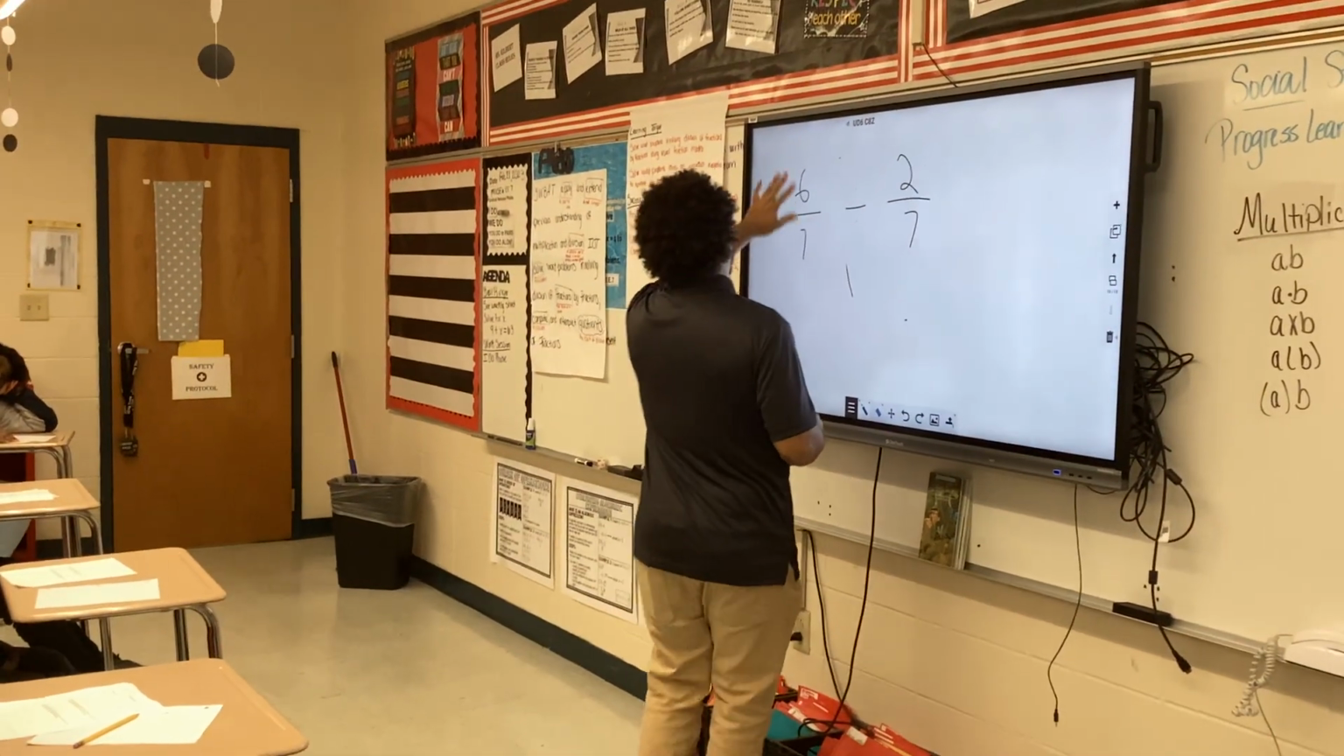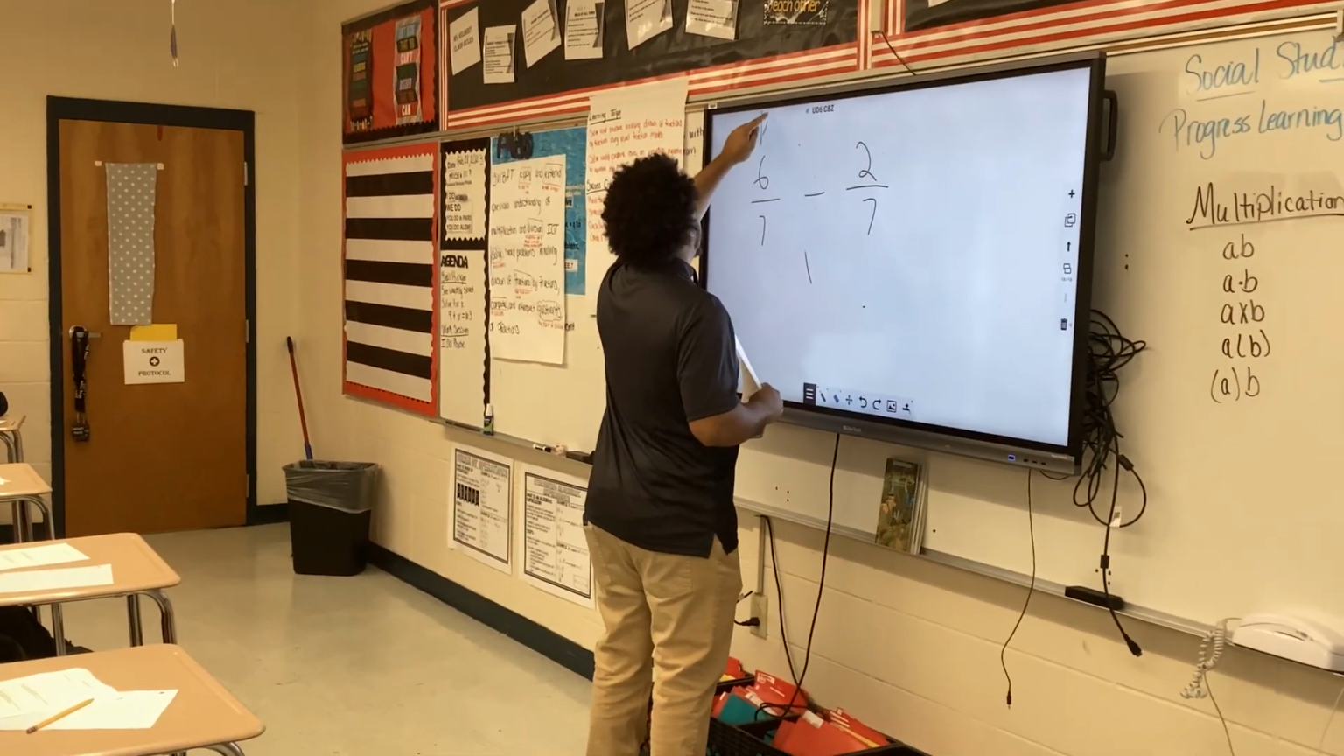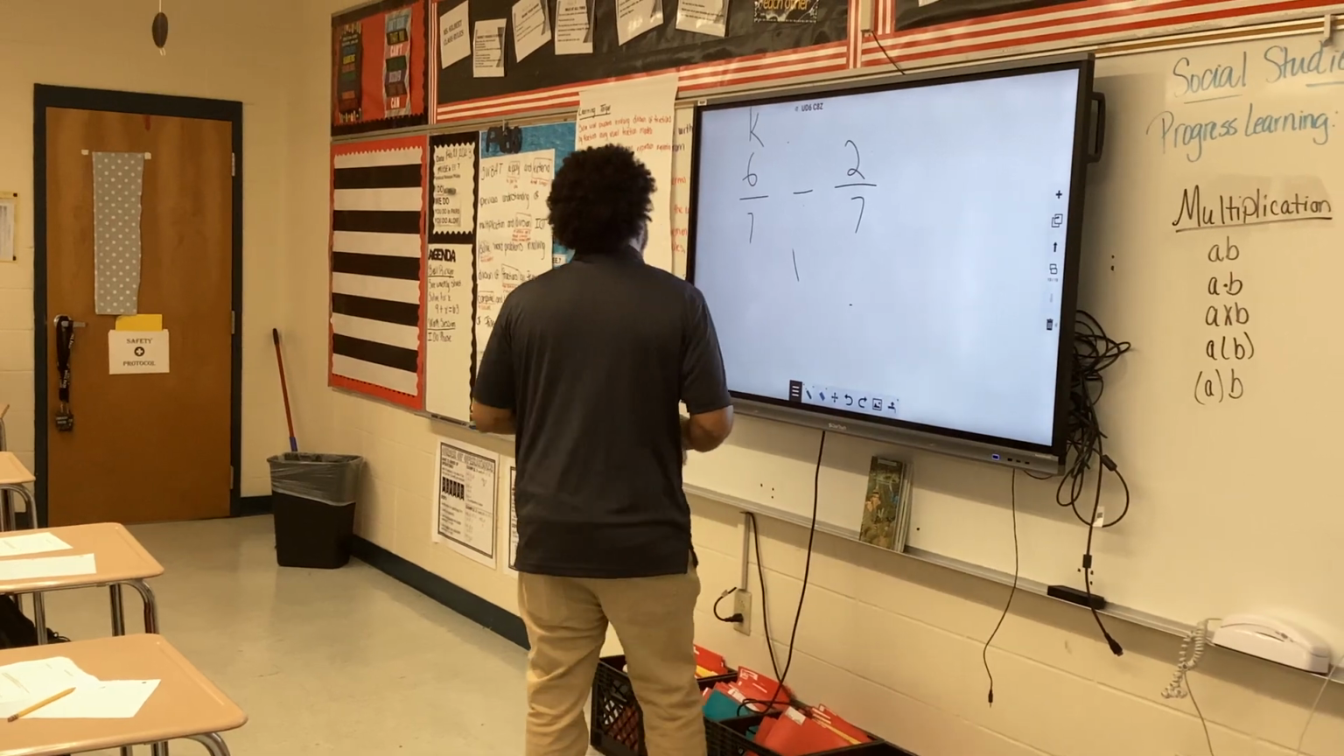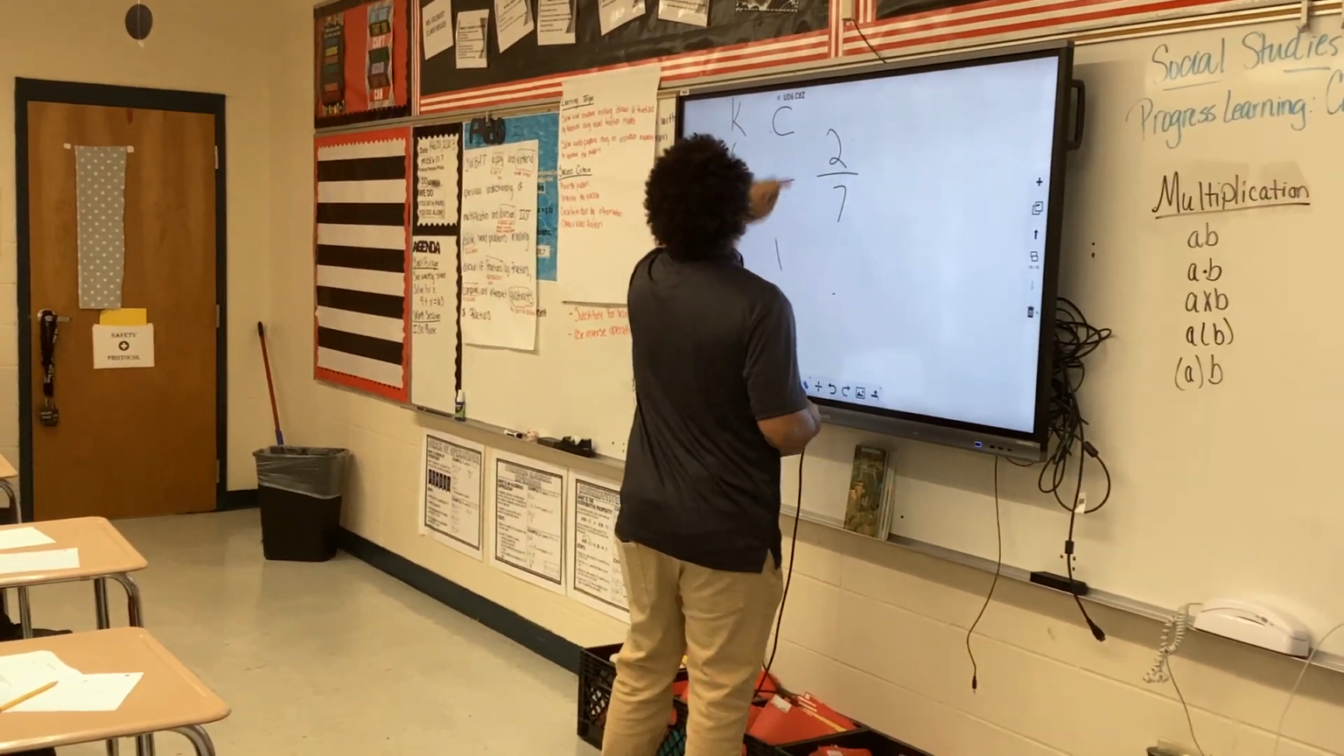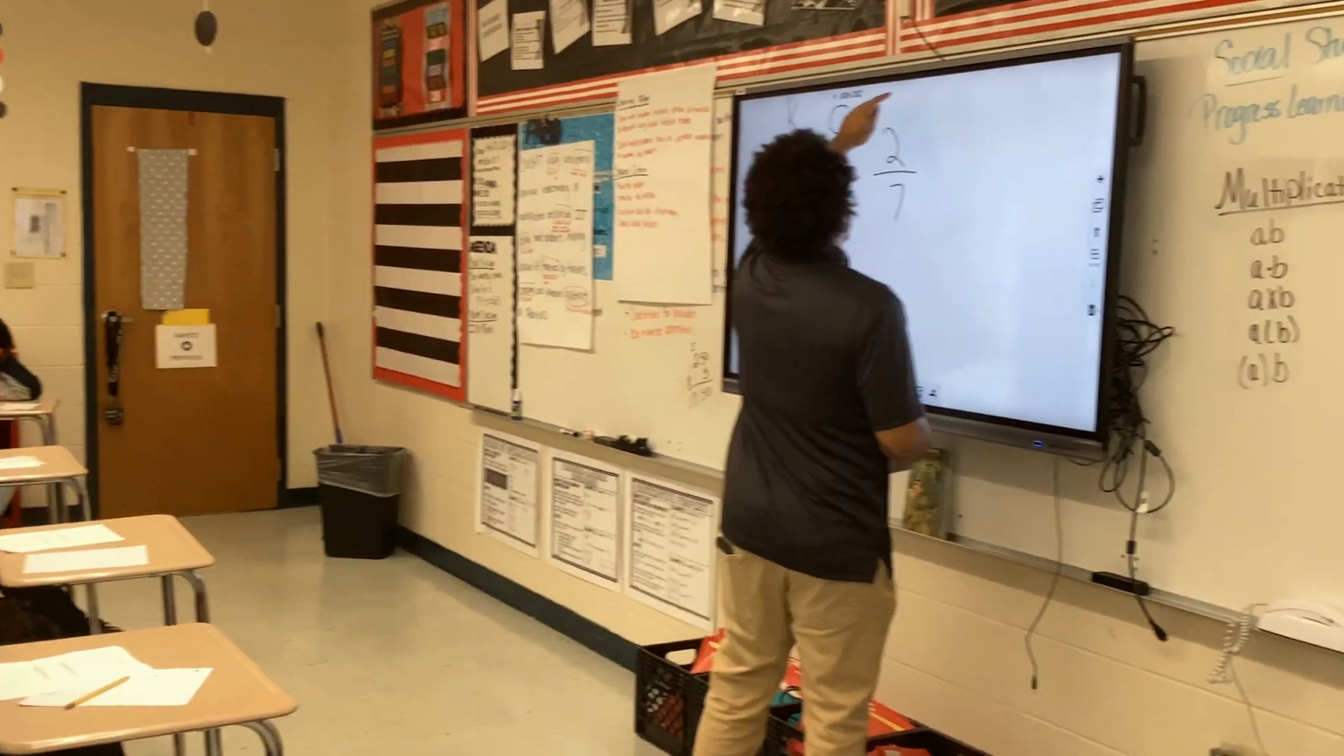So when I put it right here, what is this? Keep. We're keeping that, correct? Changing the symbol, and then flipping it. Flip.